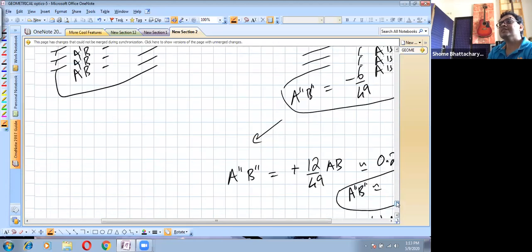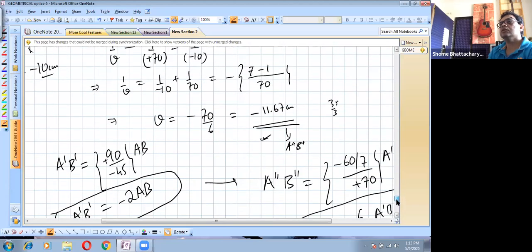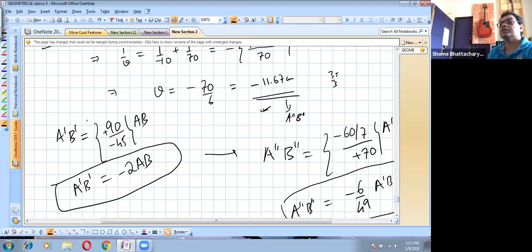Okay. Now let us come to the magnification. For the magnification, see what is happening. The first stage of magnification is through the convex lens.